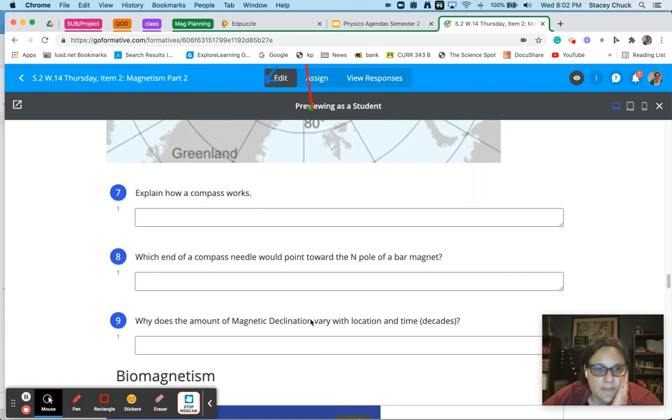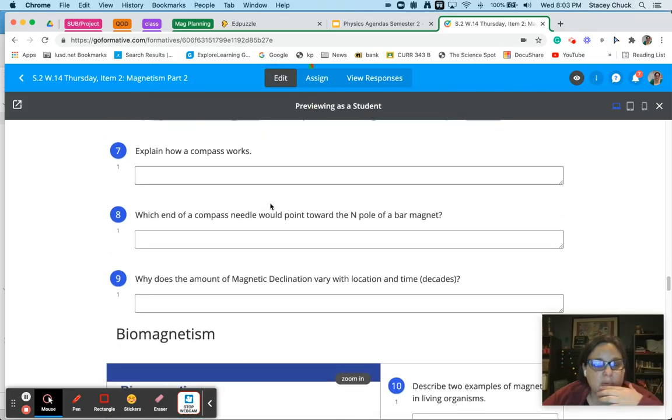Okay. So how does a compass work? It is north seeking. So it's going to point towards the north pole of the magnet, or to the north magnetic pole, or technically the south magnetic pole. Number 8, which end of a compass needle would point towards the north pole of a magnet? The north end of the compass would point to the south end of the magnet. So the compass needle would point away from the north pole.